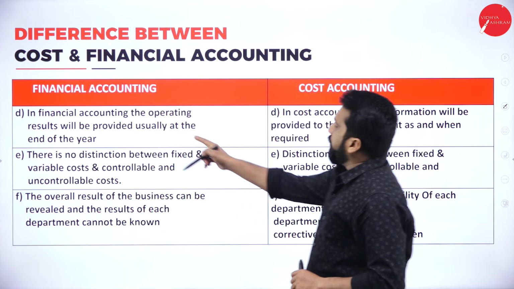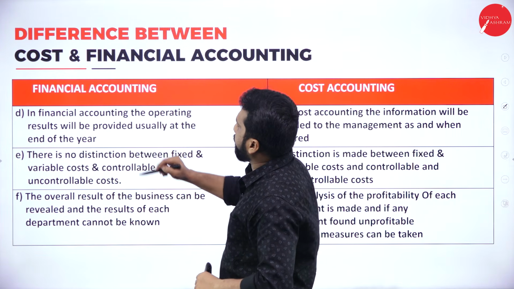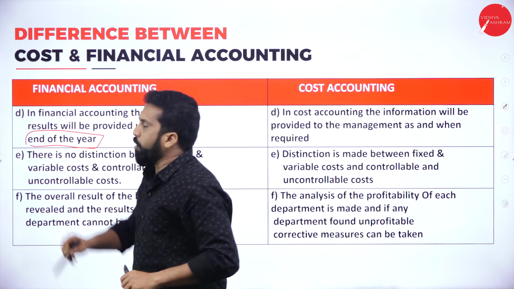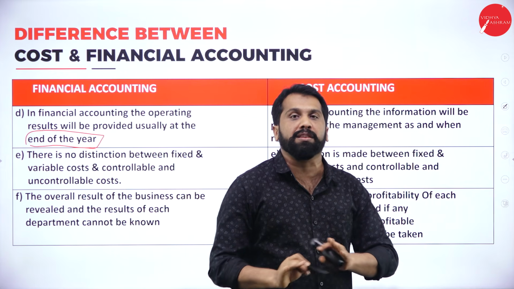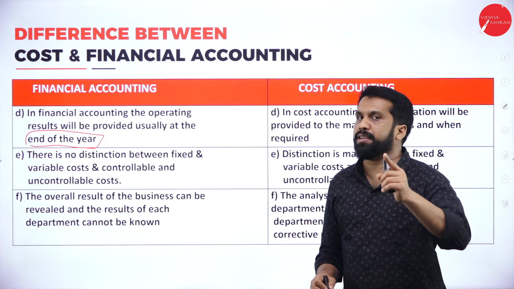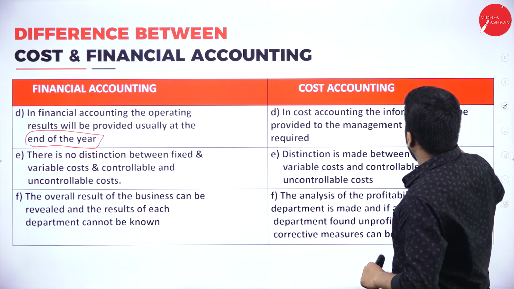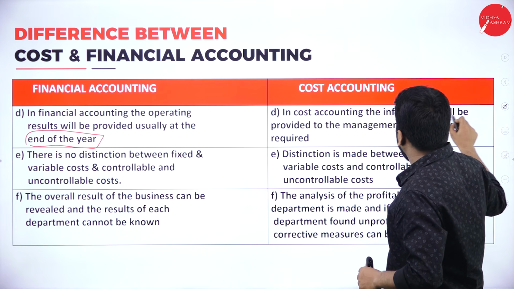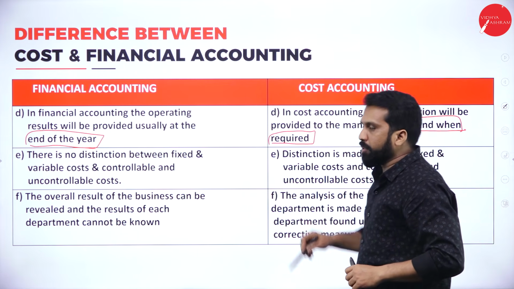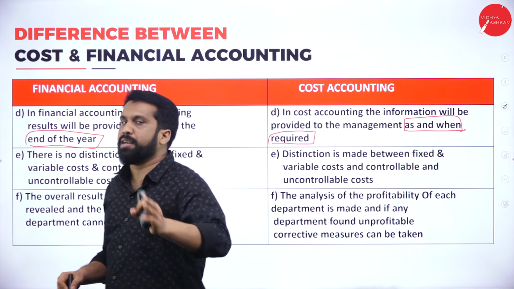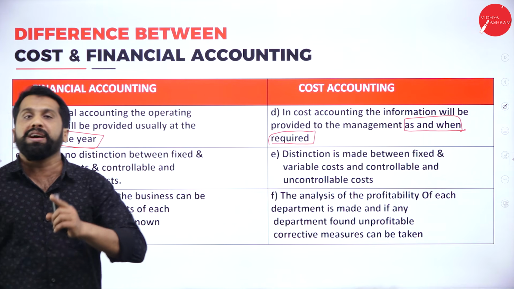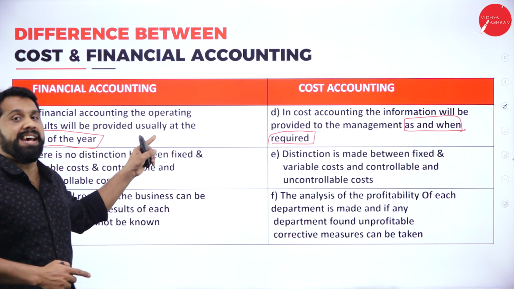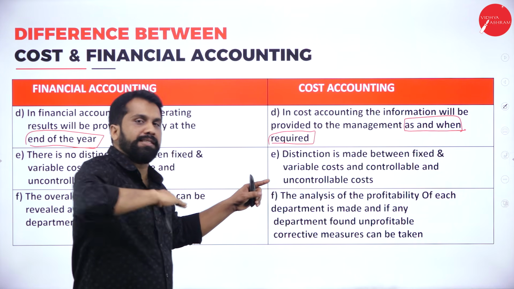Next, in financial accounting, the operating result will be provided usefully at the end of the financial year. Whatever reports you get, you will not get every day; at the end of the financial year, you will get them. But cost accounting information will be provided to management as and when required. If you want it today, you take it. If you want it tomorrow, take it. If you want it after one week, take it. Whenever you want a report, cost accounting will give it to you. But financial accounting, end of the year. Your fourth point is done.